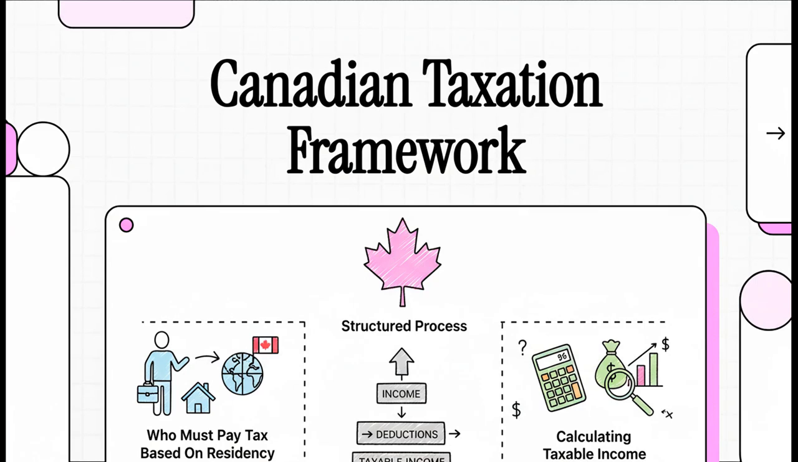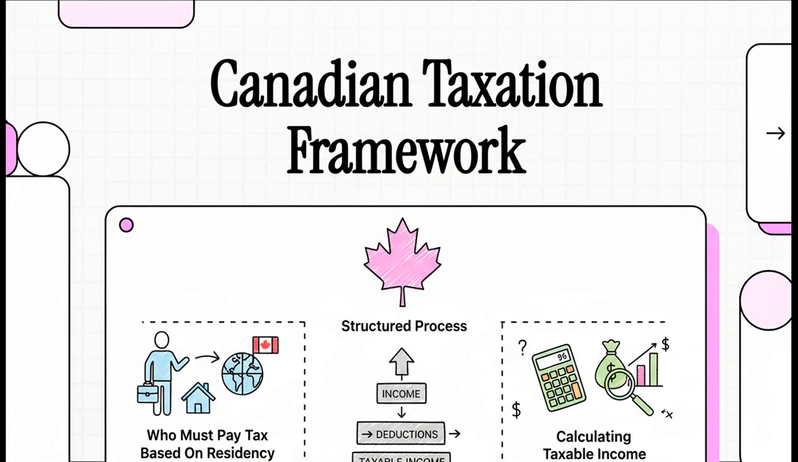All right, welcome everyone. So today what we're going to do is build a kind of mental map of the Canadian income tax system. Look, this isn't just about memorizing a bunch of rules. It's really about getting the big picture, right? Understanding the fundamental structure that answers a few key questions. Who actually has to pay tax? What income do they pay it on? And how in the world is it all calculated?